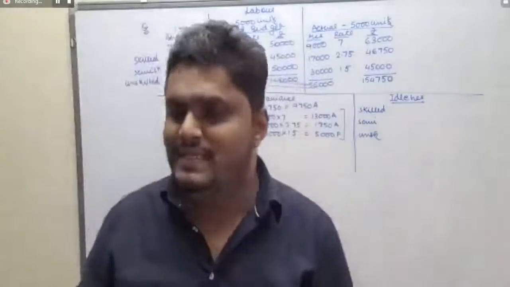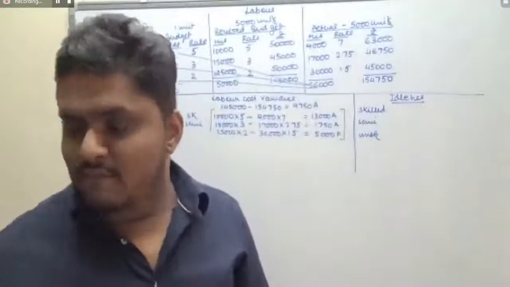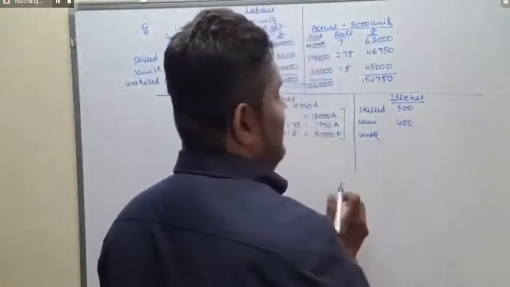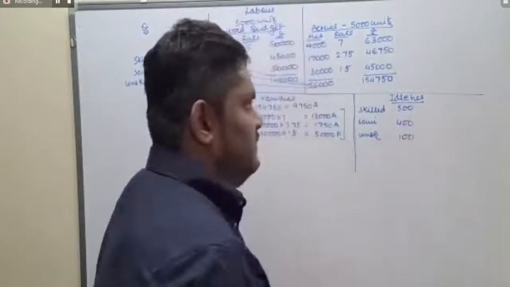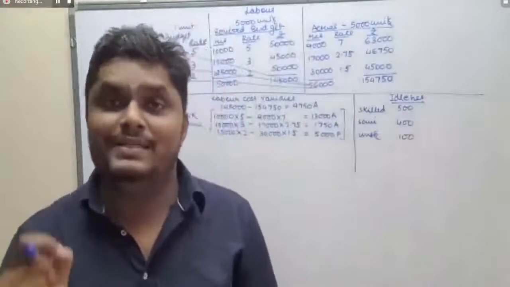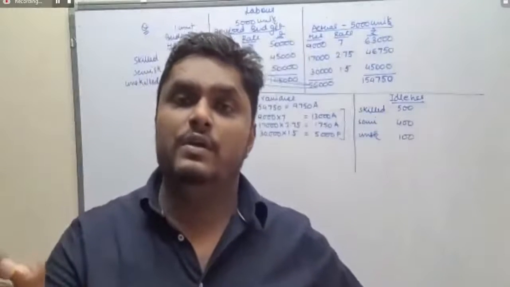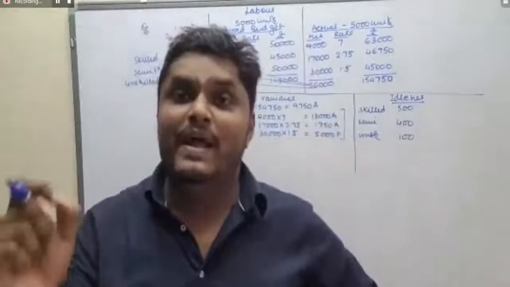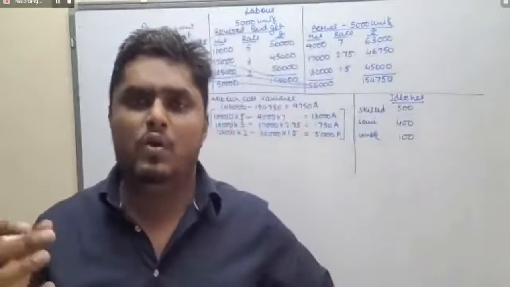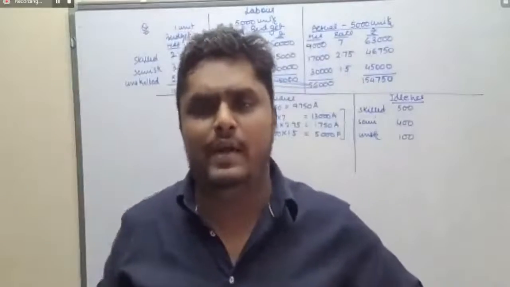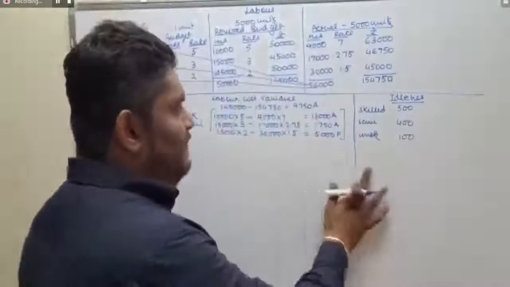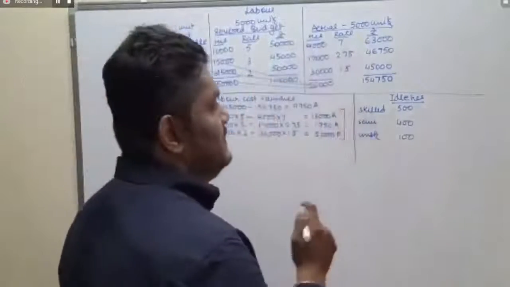Here in this question, let's say the idle hours are 500 for skilled, 400 for semi-skilled, and 100 for unskilled. So even now, first and foremost, what are idle hours? These are the hours for which the labor are paid. However, the work is kept on hold due to either power failure or whatever it is. So the labor force is paid for the idle hours. So actually we paid for 9,000 hours in case of skilled.